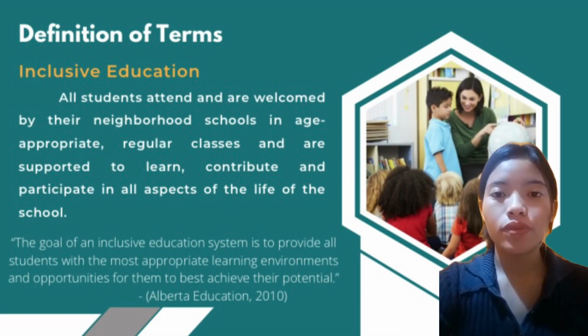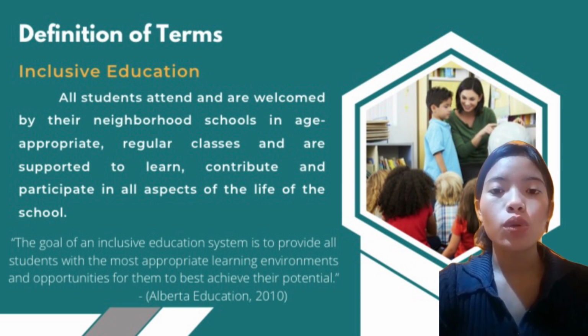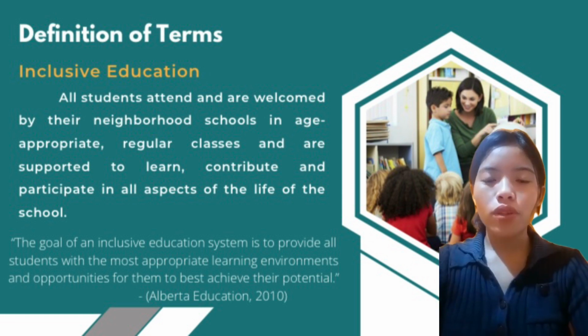Inclusive education. All students attend and are welcomed by their neighborhood schools in age-appropriate, regular classes and are supported to learn, contribute, and participate in all aspects of the life of the school. Different and varied pupils learning side by side in the same classroom is what inclusive education entails. They like going on field trips and participating in after-school activities together.